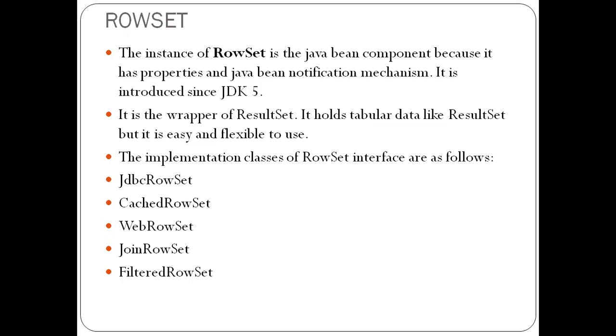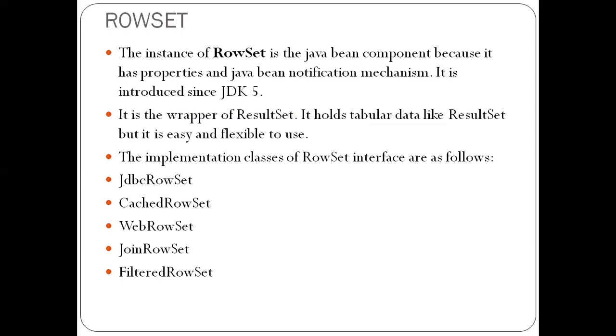A result set object is not a serialized object. That is, we cannot transfer it across the network from one application to another application. Whereas row set is a serialized object so that we can transfer it across the network from one application to another. And the second difference is, by default result set is non-scrollable, but we can convert it into scrollable. Whereas the row set is by default scrollable, so no need to convert. And the third difference is result set performance is slow, whereas row set performance is fast.